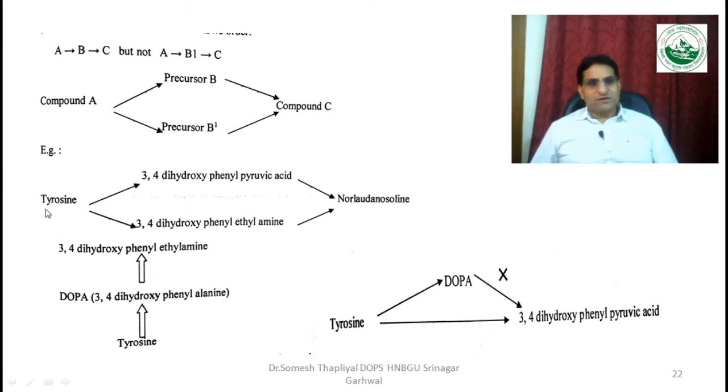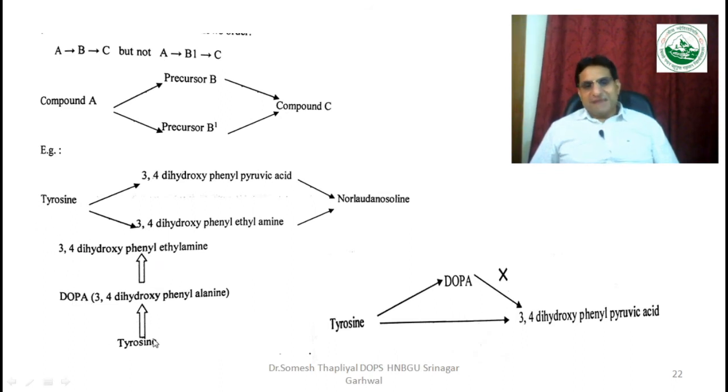For example, from tyrosine we can obtain norlaudanosoline, and there are intermediate products which form during norlaudanosoline formation. One is 3,4-dihydroxyphenyl pyruvic acid, whereas the second one is 3,4-dihydroxyphenylethylamine. From tyrosine we can also obtain dopa, which is 3,4-dihydroxyphenylalanine, and from this 3,4-dihydroxyphenylalanine we can obtain 3,4-dihydroxyphenylethylamine.